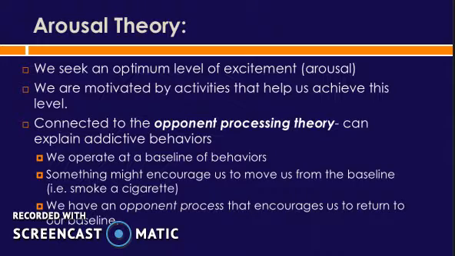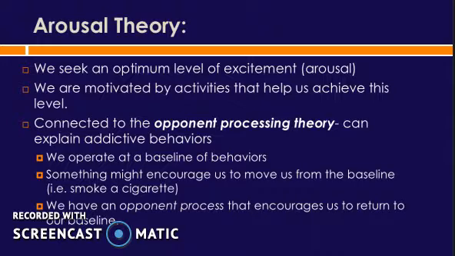Opponent processing theory says that we have an opponent process, so something that is opposite, and it will encourage us to return to the baseline. So even if we do something that might be crazy, quote unquote, or out of the ordinary, there will be something else that kind of brings us back to that normal level baseline that we are used to maintaining.